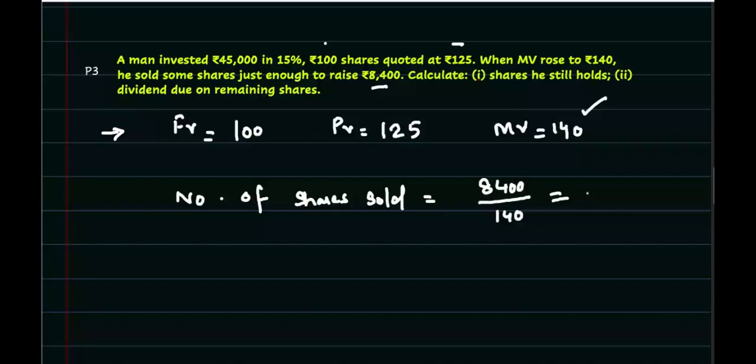So 140. What is the problem? Just a second. Number of shares sold are how many? 60. Then what was the question here? He still holds. So how many shares was he having in total? Total shares. Okay. Before that, we need to find the total shares he has.